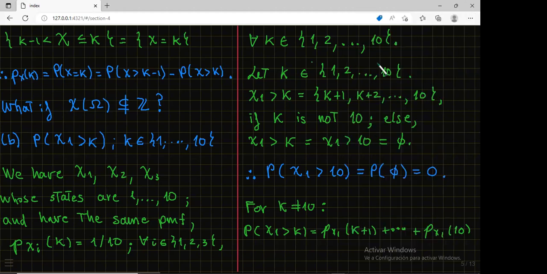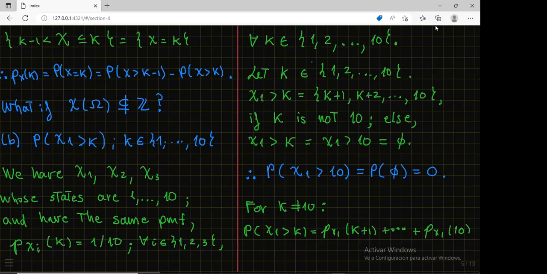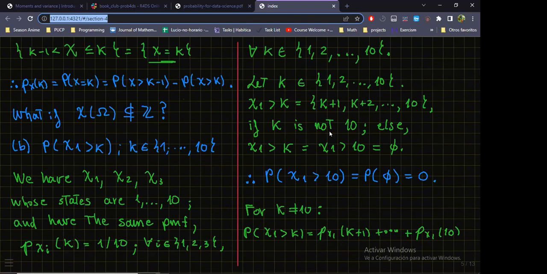I want to use a laser, but I don't know how to activate it. Okay, so if K is 10, then this whole event, like, see your mouse. We can see your mouse, so that works like a laser.